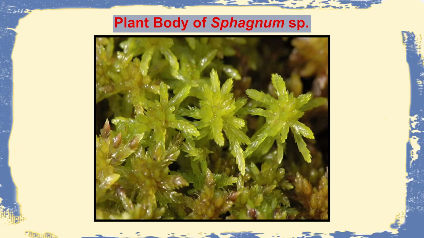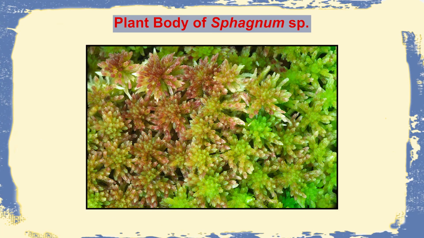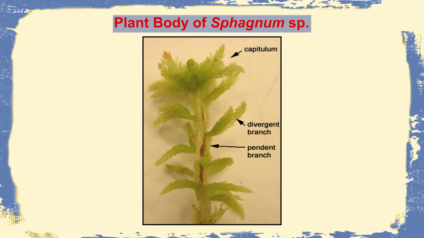The Sphagnum, as we know, usually are of different colors. Specifically, they can be light green or green in appearance, and in certain cases they are light brown, or a pinkish to reddish tinge of Sphagnum is also seen. Now when we see the diagram of the plant body of Sphagnum, it is seen to consist of two different types of branches, namely the divergent branches and the pendant branches.